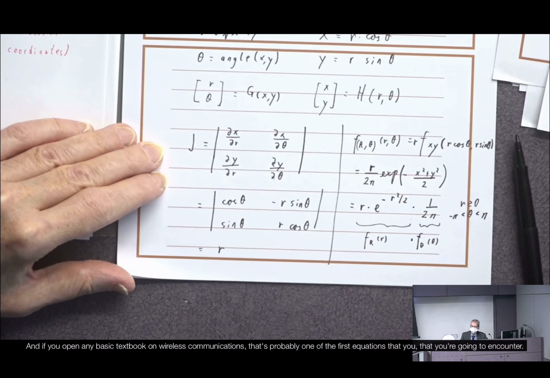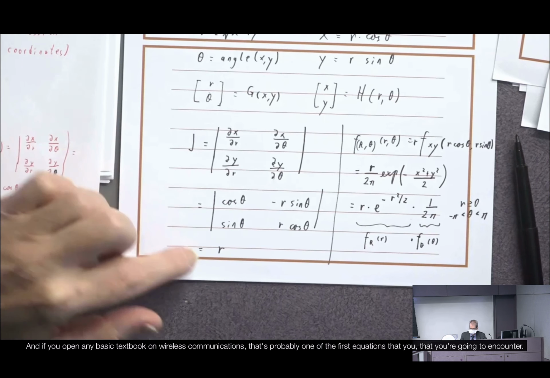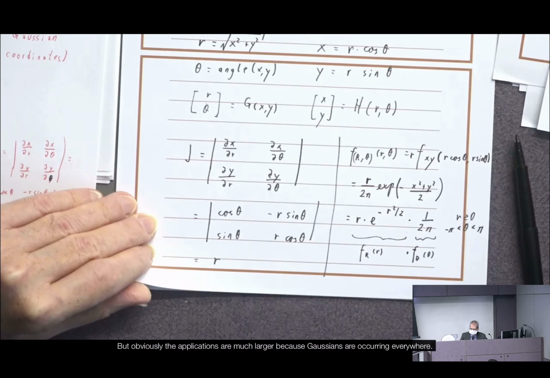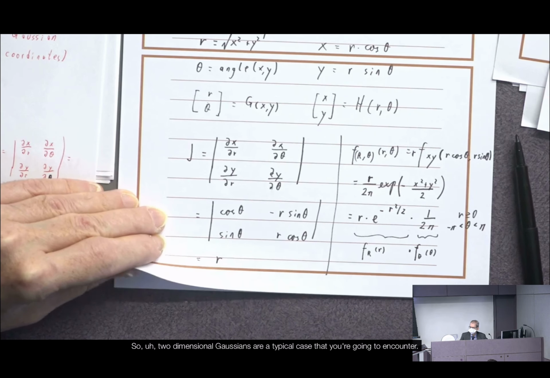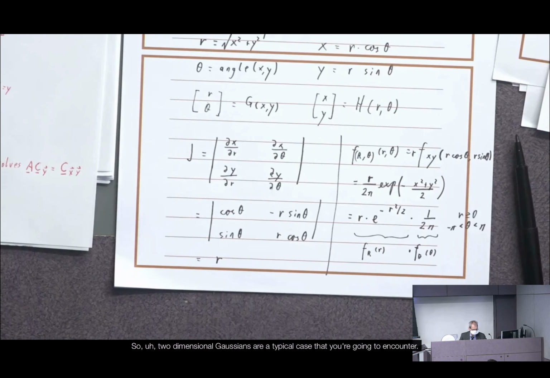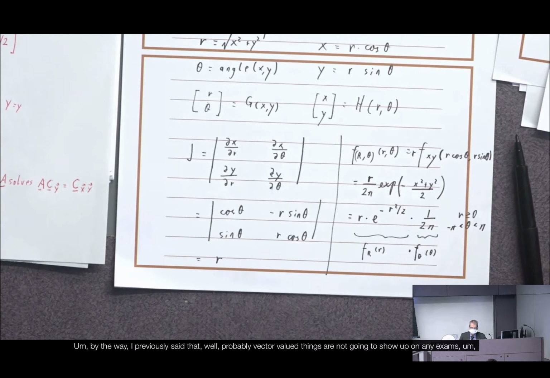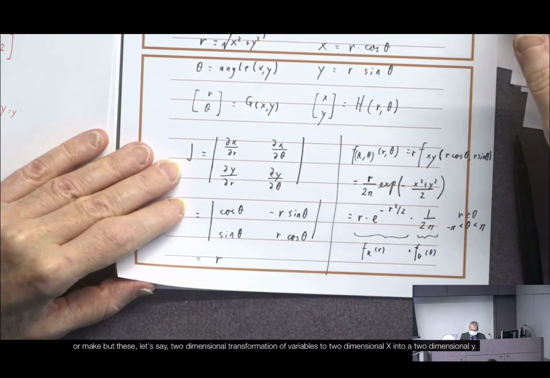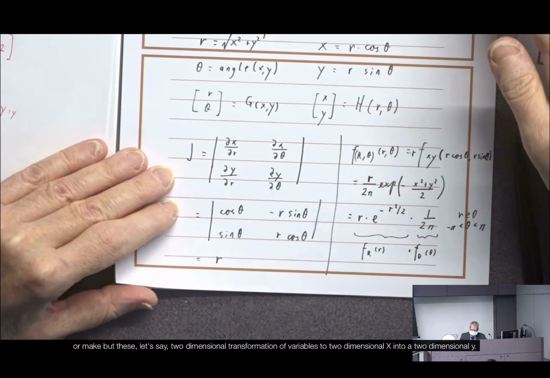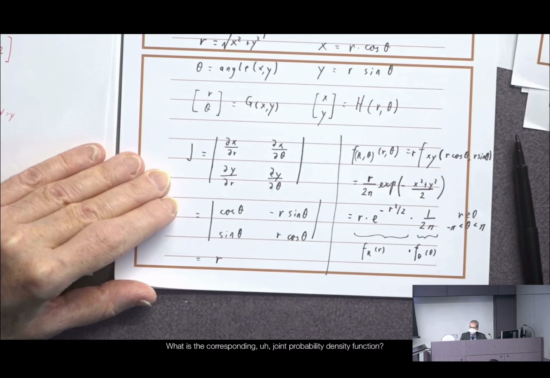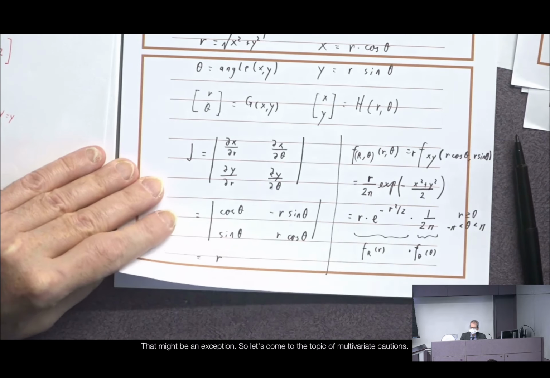And if you open any basic textbook on wireless communications, that's probably one of the first equations that you're going to encounter. But obviously, the applications are much larger because Gaussians are occurring everywhere. And so two-dimensional Gaussians are a typical case that you're going to encounter. By the way, I previously said that vector-valued things are probably not going to show up on any exams, but this two-dimensional transformation of variables, right? Two-dimensional x into a two-dimensional y, what is the corresponding joint probability density function? That might be an exception.